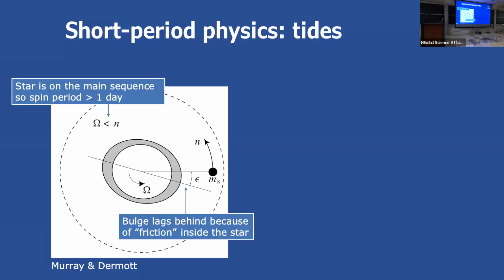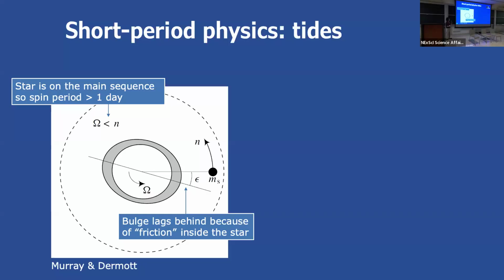Another thing to keep in mind, there's always some sort of unknown friction inside a star. We don't really know what it is, but it's probably the interference of the different modes that get excited by the tidal interaction with the planet, because the star is a fluid. Okay, but it's largely unknown.